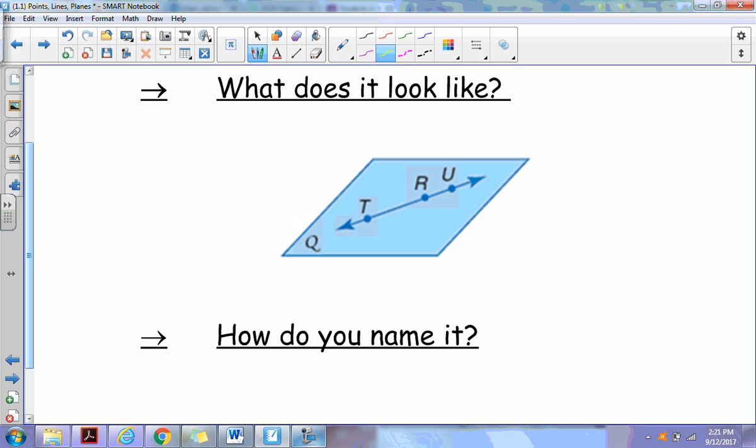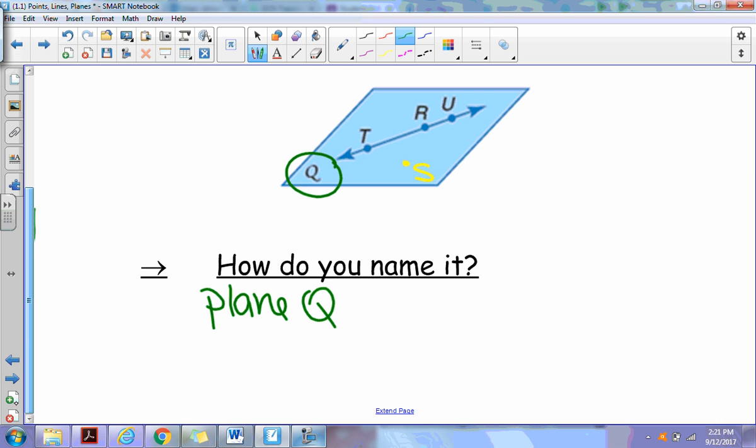How do you name it? Well, the first thing I want you guys to do is add a little point on there, because we can't name it properly without that little point. Just like we can name a line with that little lowercase script letter, here's a capital script letter Q. You can name a plane with that. So this could be called plane Q. If you don't have that, because they don't always put that on there, you need 3 non-collinear points.